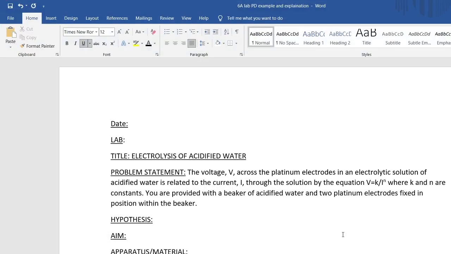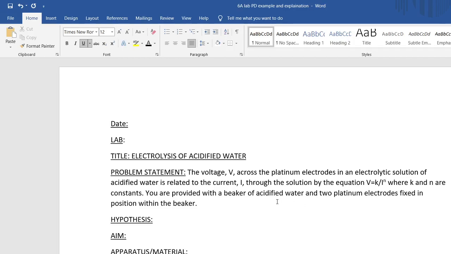In this video we're looking at how we'd write the PD lab for this problem statement. Some students might get confused and say that this isn't Ohm's law, but what your teacher is expecting is that you will be able to transpose this formula from this form into a linear form.